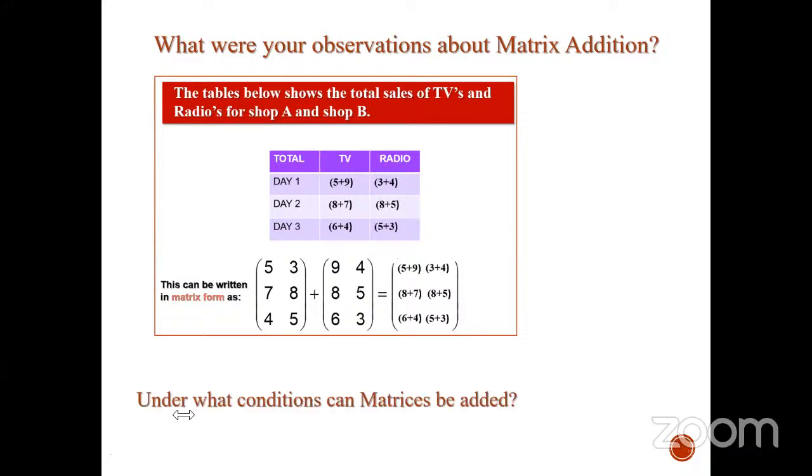Under what conditions can matrices be added? Because we looked at the addition of the matrices, we looked at the different elements in the matrix. So now, if you were to summarize it, what would indicate to you that, yes, I can add these matrices? What are you thinking? I haven't seen any responses yet, but I know they are thinking.